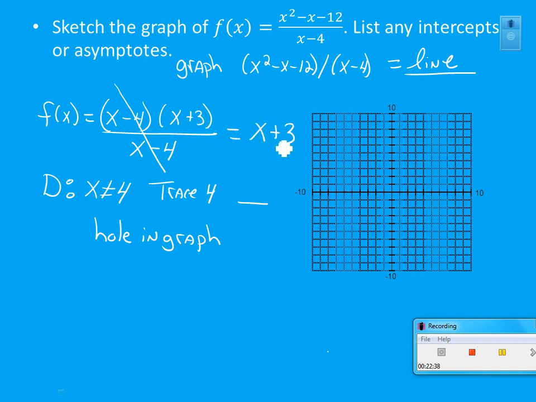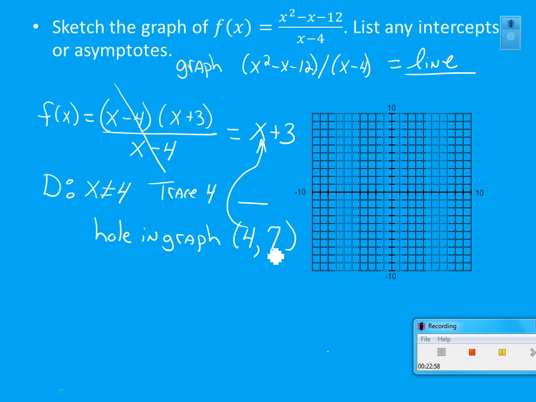So on your calculator, you should see a line starting at 3 with a slope of 1. But there's a hole in the graph whenever x is 4. To get the exact location of the hole, plug in 4 into what's left. 4 plus 3 is 7. So there's a hole in your graph at 4, 7.